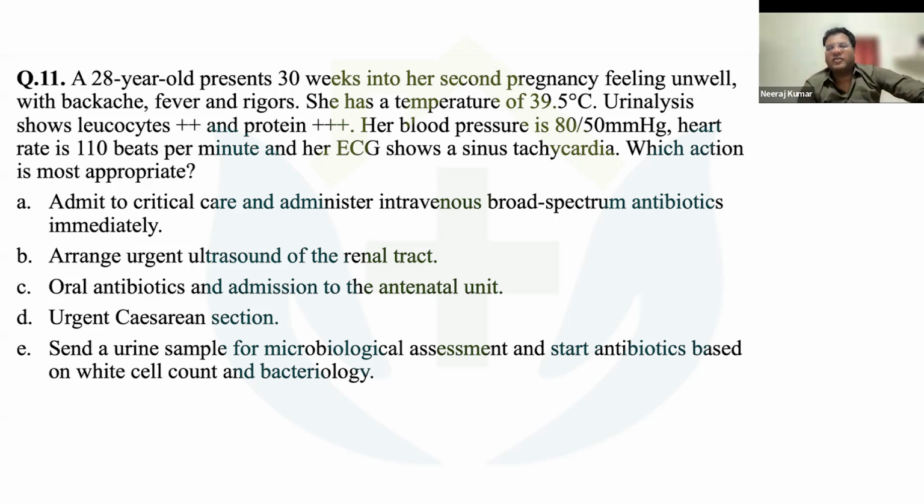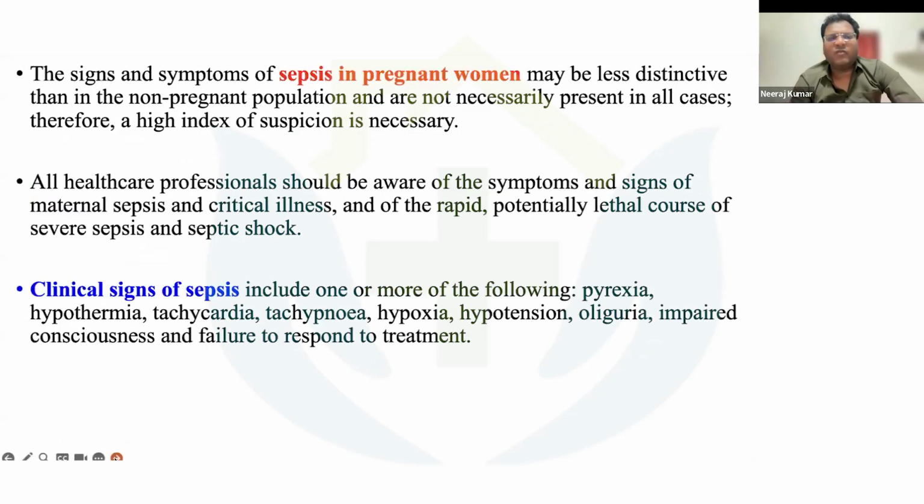Okay, many of you are going with A. You want to admit to critical care, administer broad spectrum antibiotics immediately. Okay. I think many of you have marked it right. So the answer is A. Why? Because these are the signs of maternal sepsis.